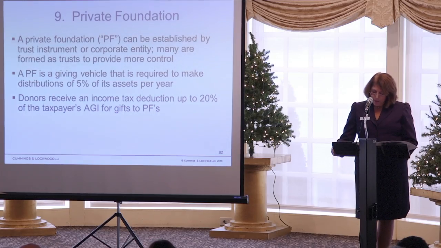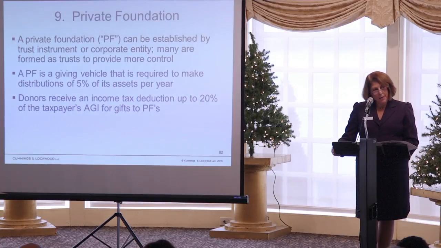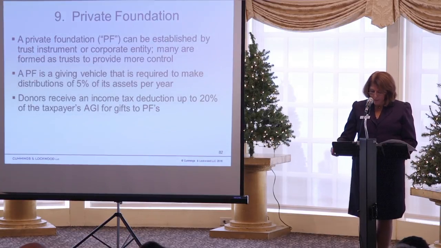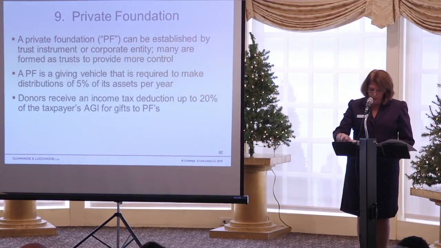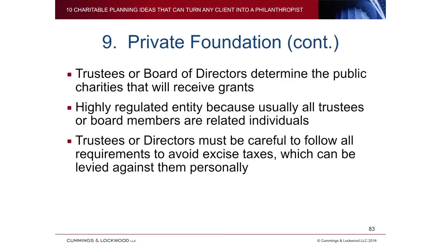A private foundation is a giving vehicle that is required to make distributions of 5% of its assets per year. And again, donors receive an income tax deduction up to 20% of their AGI for gifts to private foundations. Trustees or the board of directors determine the public charities that will receive grants. These decisions are usually determined at the annual meeting for the coming year, and then gifts are made thereafter.